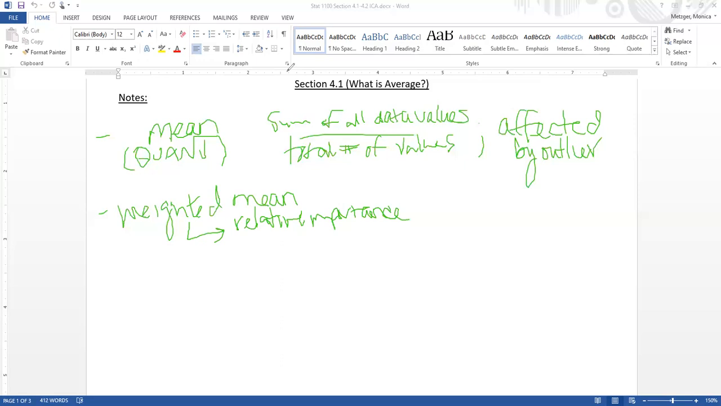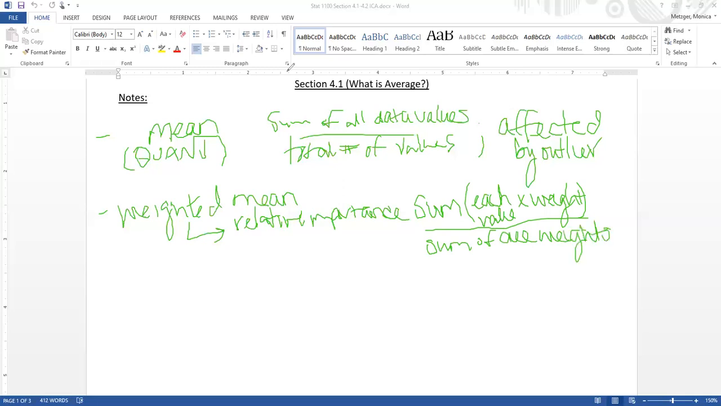What we would do here is pretty similar to what we would do for a mean, except instead of just taking a sum of all the data values, we need to take a sum of each data value times its weight, and then divide by the sum of all weights. We'll do some examples with that once we get to the practice.